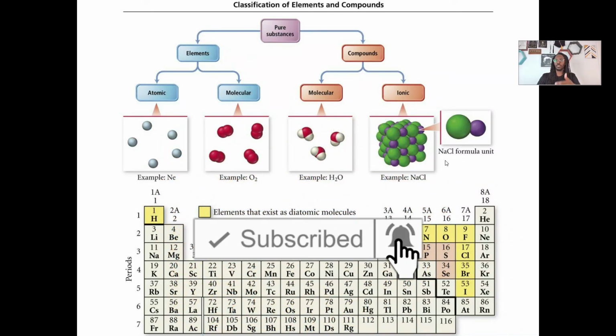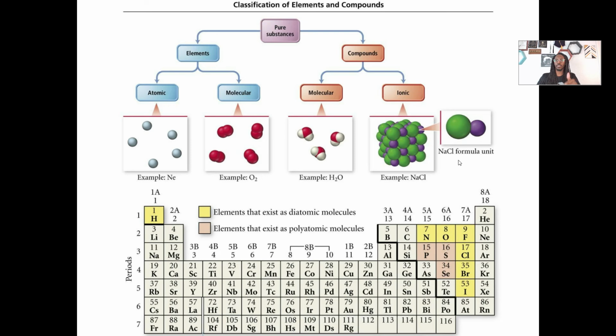Table salt, sodium chloride. Sodium chloride, we mentioned, has ionic bonds, because these are our anions and our cations. In this case, the chlorine is the anion, and in this case, the sodium is the cation. Now, what we see here is that ionic compounds have ionic bonds. And a huge hint with ionic compounds is that it has to be an ion. If it's not an ion, it's not an ionic compound. That's as simple as it can get.